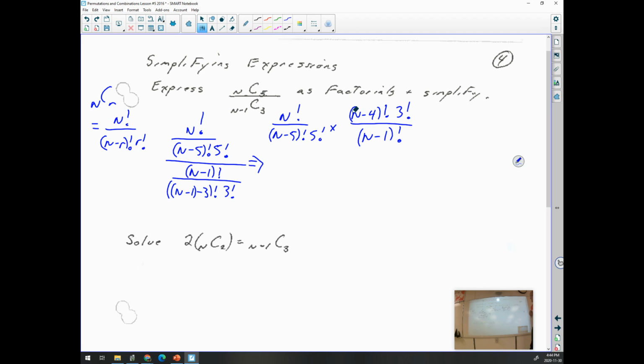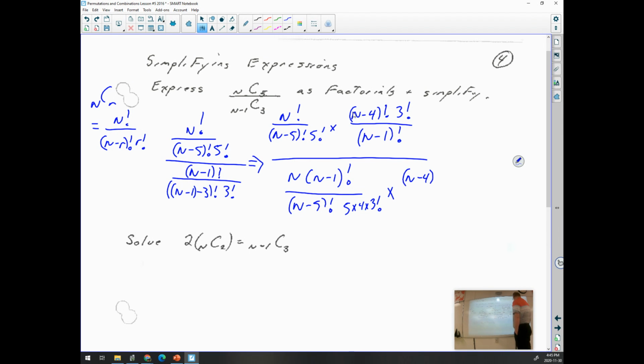Now, we can see that we have a couple nice ones. We have an n minus 4 and an n minus 5 here. We have an n factorial and an n minus 1. So I'm going to expand this guy out until I get to n minus 1 factorial. Leave this guy on the bottom. I'm going to expand that 5 factorial out to 5 times 4 times 3 factorial, and you can probably see why I'm doing that. I'm going to take that n minus 4 and expand it out once.